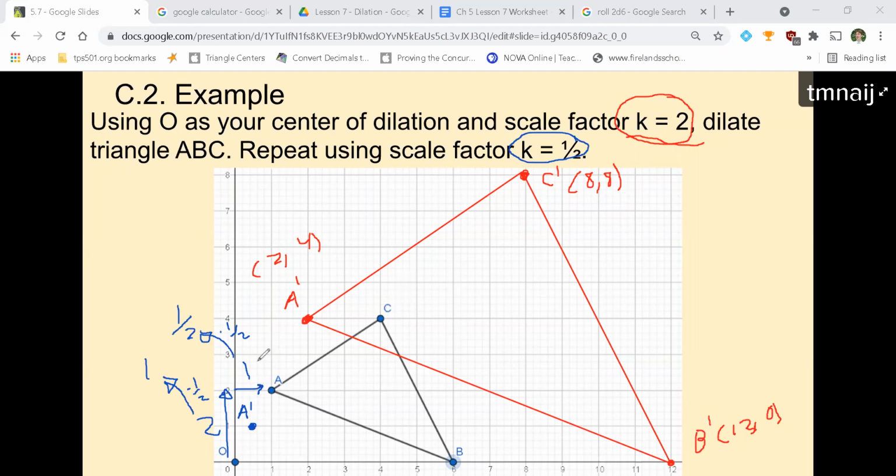C, we said, was up 4 and then over 4. If you multiply 4 by 1/2, you get 2. So my new C will be up 2 over 2.